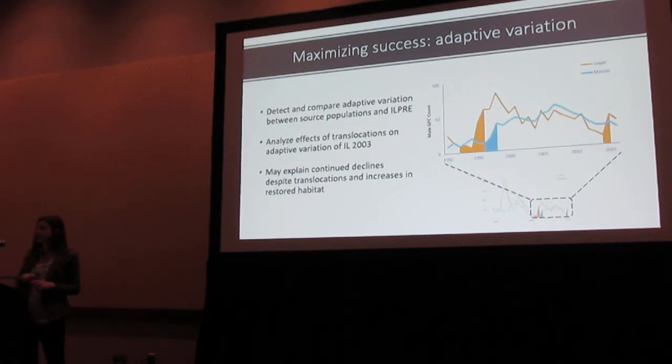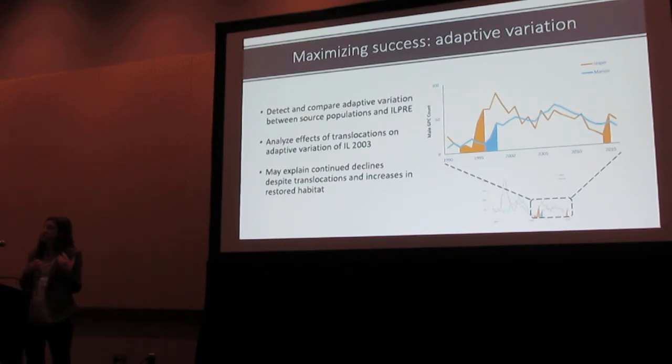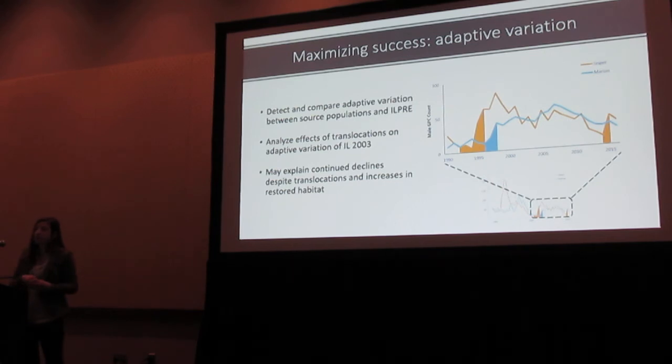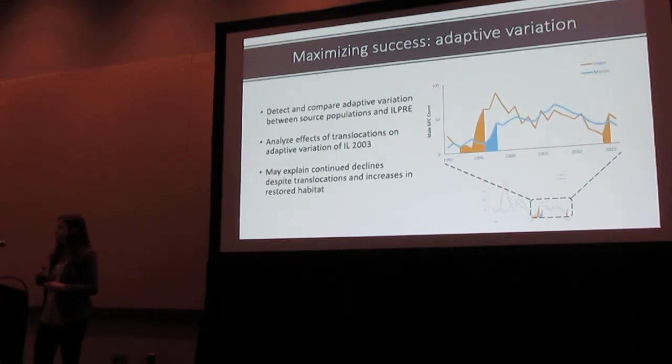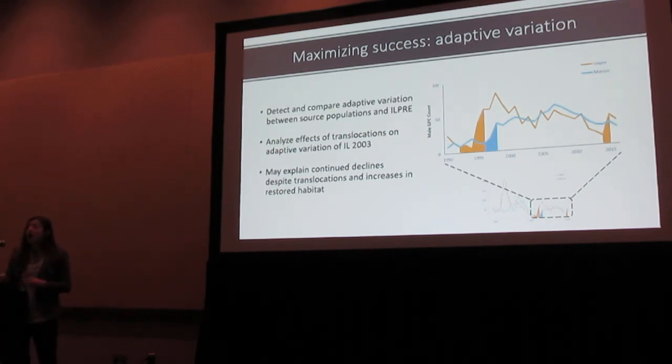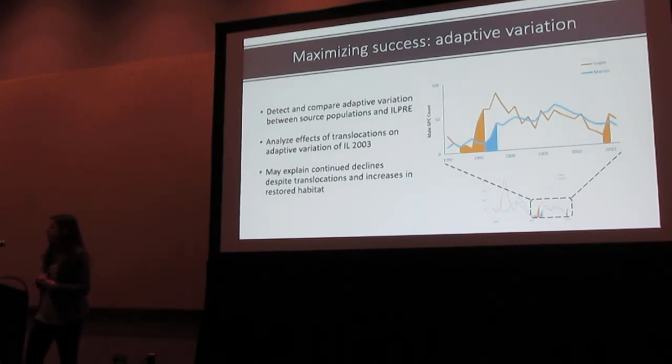What I hope to do is detect and compare loci that show significant evidence of adaptive variation between the source populations and the Illinois population prior to translocations. If I do identify these loci that appear to have significant adaptive differentiation between these two sets of four populations, I'm going to then look at the effects that the translocations had on this Illinois 2003 population.